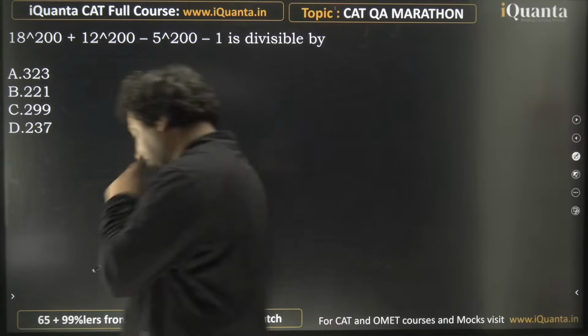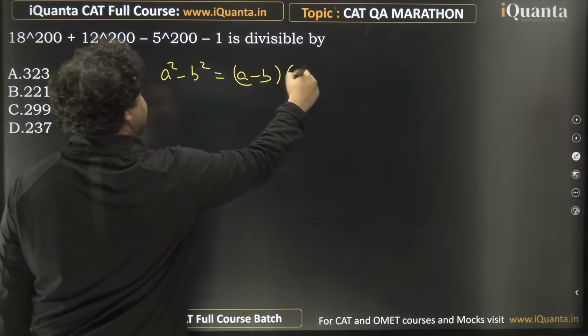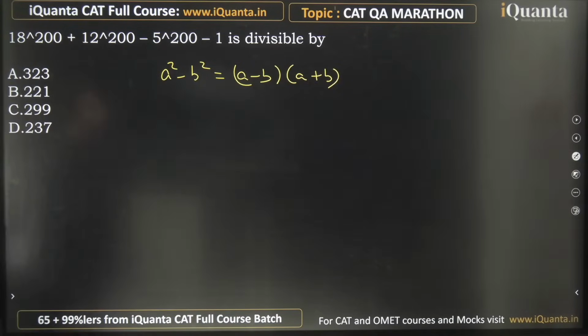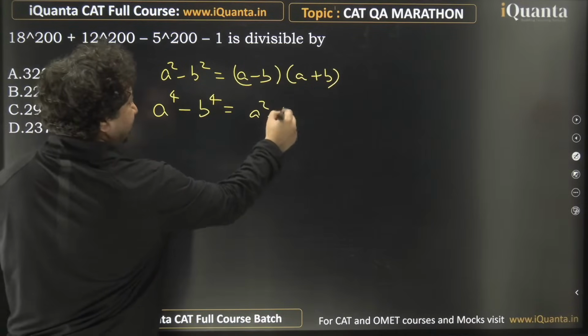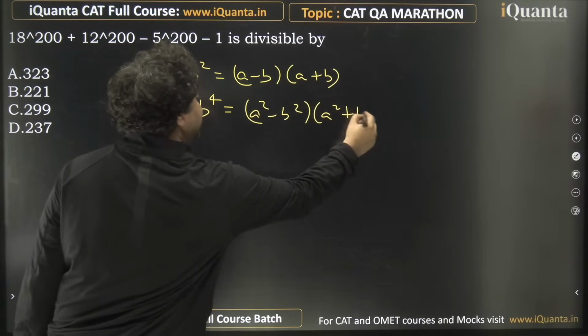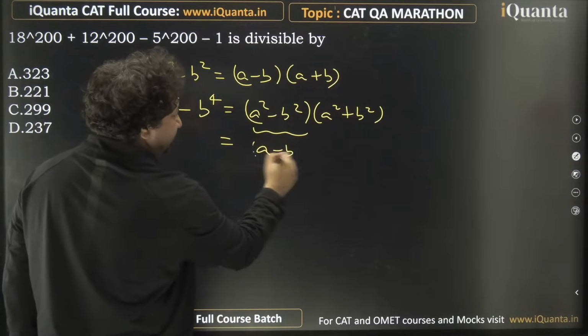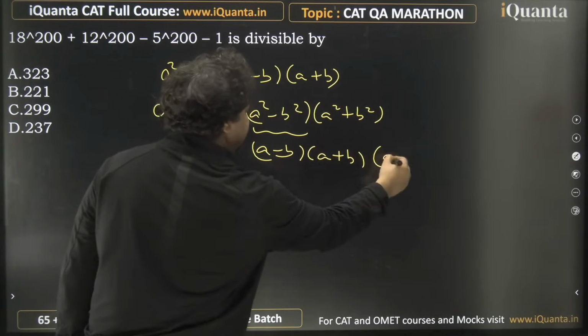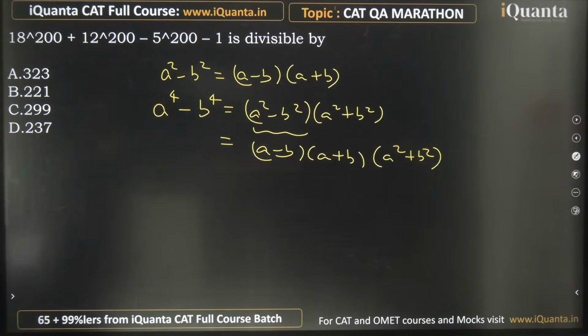Well, छोड़ो, फिर से आता हूँ. A square minus B square. Are the factors A minus B and A plus B? Yes or no? They are the factors. Right? आगे देखो. If it is A to the power 4 minus B to the power 4, this will be A square minus B square multiplied by A square plus B square, which means, and further factorized into, this can be broken down as A minus B into A plus B, and this remains the way it is. Yes or no? This can happen. Yes or no? Right?